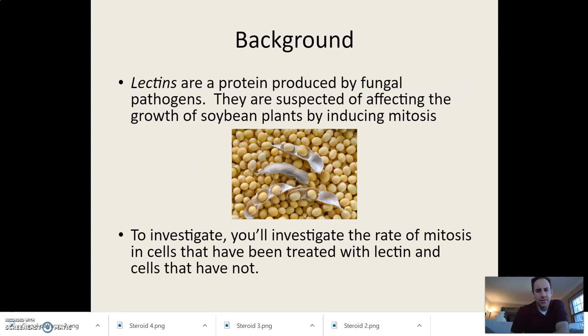So first, some background. Lectins. Lectins are a protein produced by fungal pathogens, and they're suspected of affecting the growth of soybean plants by inducing mitosis. To investigate this, you're going to look at the rate of mitosis in cells that have been treated with lectin and the rate of mitosis in cells that have not been treated with lectin.